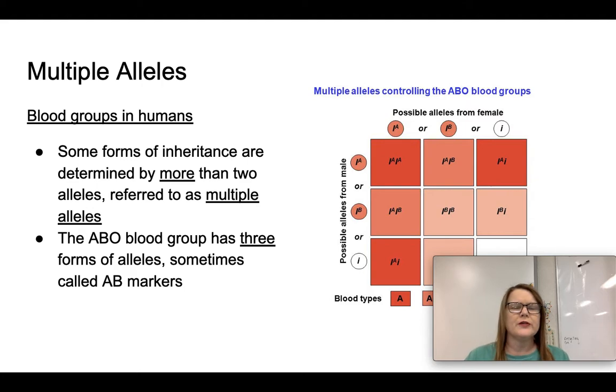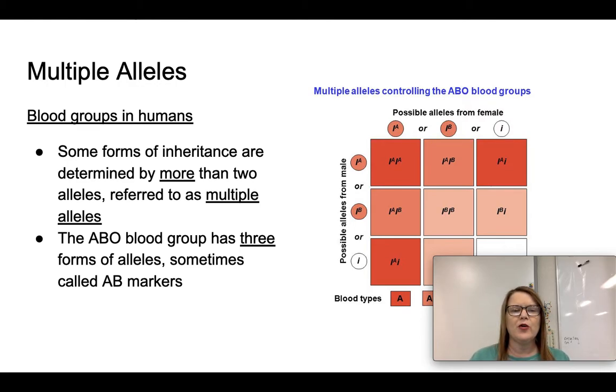Multiple alleles. So an example of multiple alleles would be blood group in humans. We'll get to another example later, but this is our first one. Multiple alleles in blood groups mean that many different alleles will control what type of blood we have. Some forms of inheritance are determined by more than two alleles, referred to as multiple alleles.